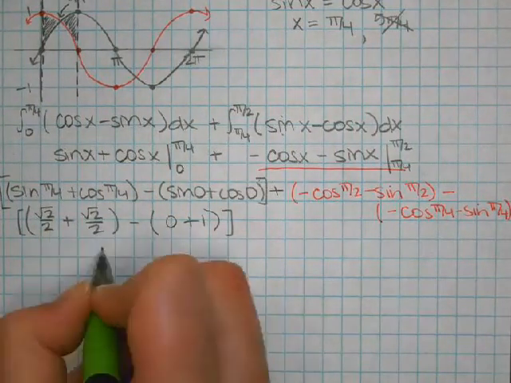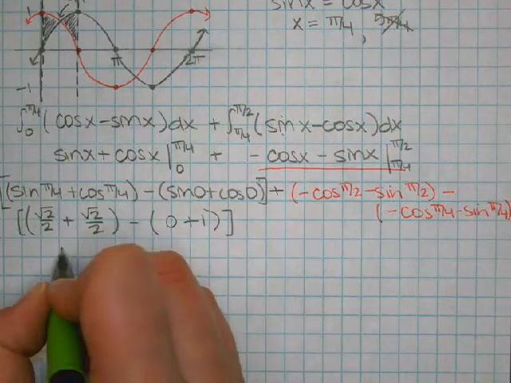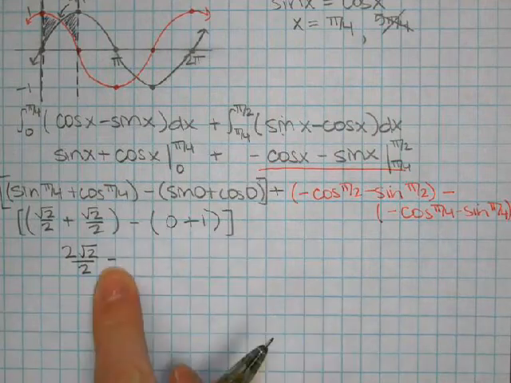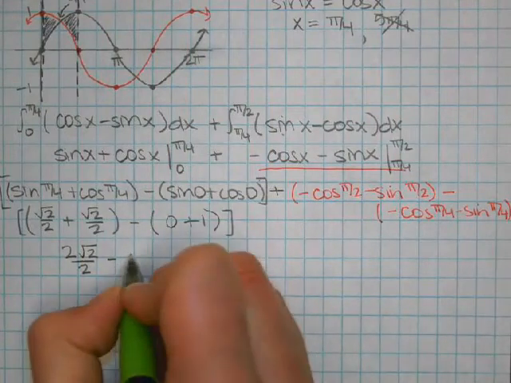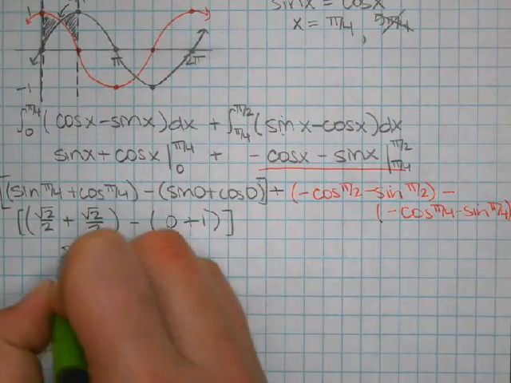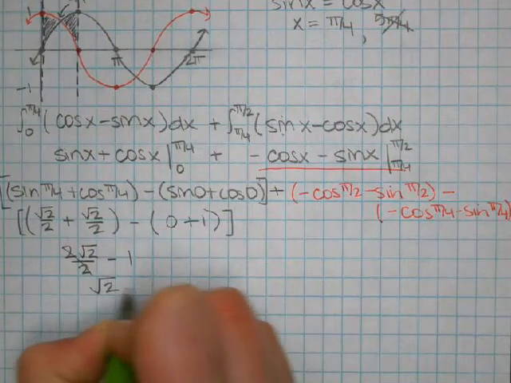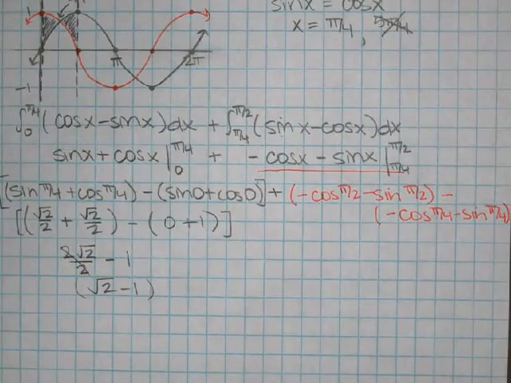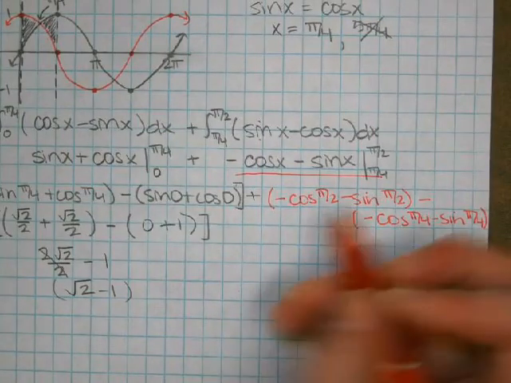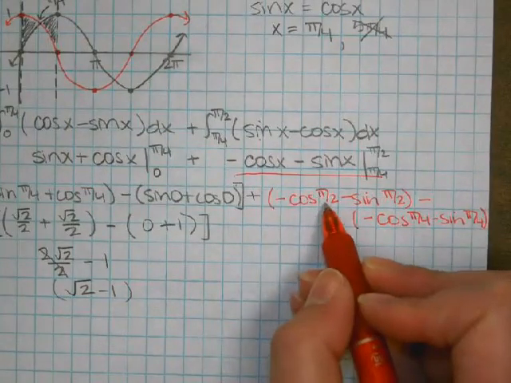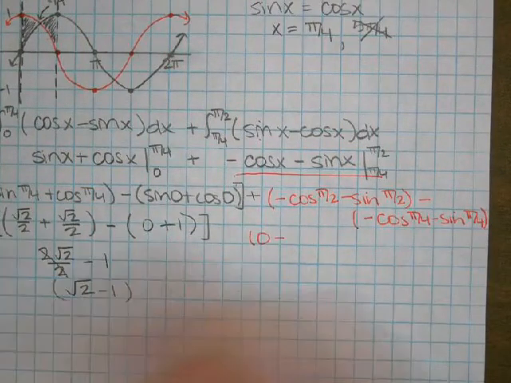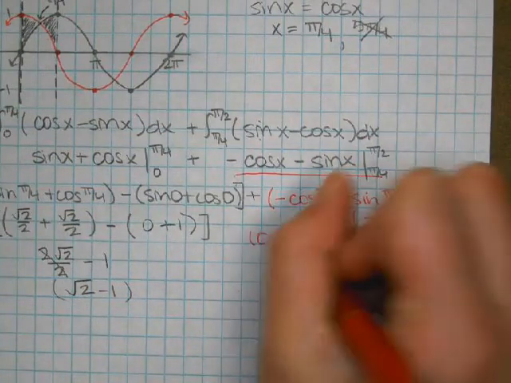So root 2 over 2 plus root 2 over 2 means that I have 2 square roots of 2 over 2. And I'm subtracting off 0 plus 1, which means I'm just subtracting off 1. So I just have root 2 minus 1. Okay, so that's for this part over here. For this red part over here, I have negative cos of pi halves, which is just a 0. And I'm subtracting off sine of pi halves, which is 1.